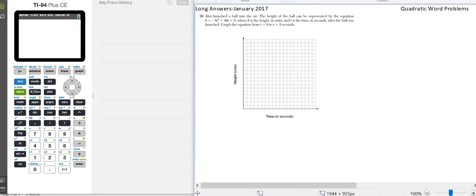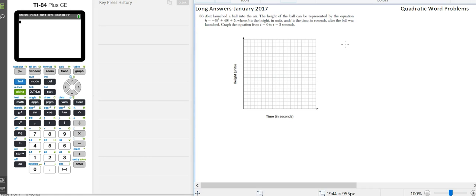In this video, we're going to discuss one type of quadratic word problem involving a projectile, something being launched into the air, something being thrown into the air, using a long answers question from the January 2017 Regents. We're only going to do the first part of the question because in this video we're going to discuss graphing the path of the projectile over the interval that they tell us.